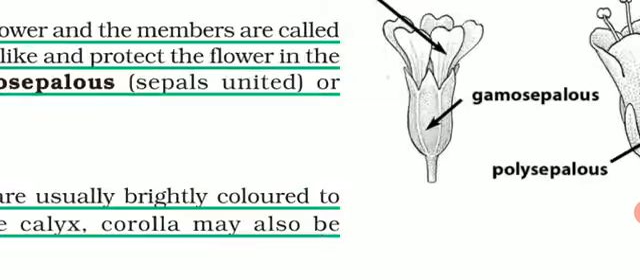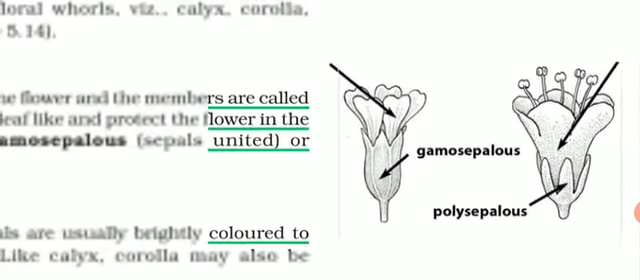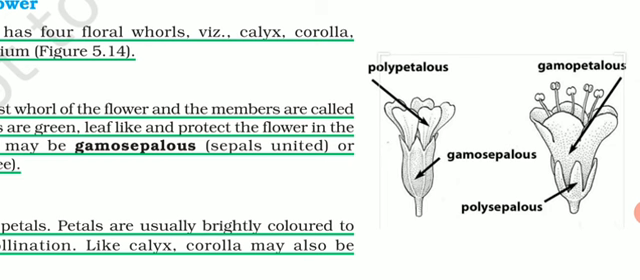As in the picture, you can see in the first location gamosepalous, which means the sepals are united or fused with each other. In the opposite one, you can see the polysepalous condition, which means the sepals are free, not fused with each other. You can remember it like this: gamo is united or fused and sepalous is sepals. Poly is free and sepalous is sepals.